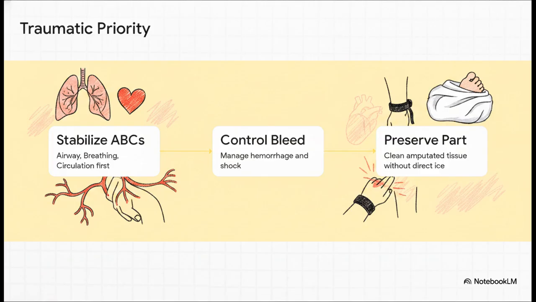Step 1, stabilize the ABCs: airway, breathing, and circulation. Because frankly, you literally cannot save a limb if the patient doesn't survive the initial injury. Step 2 is stopping the bleed and managing shock, using direct pressure or a tourniquet. It's only after the airway and shock management are completely locked down that the trauma team even looks at Step 3, which is preserving the amputated tissue.